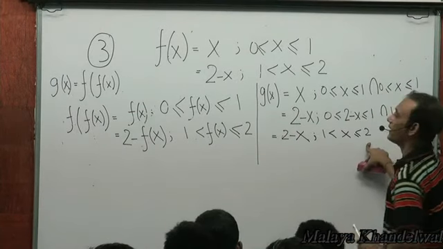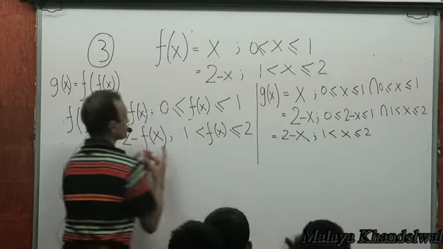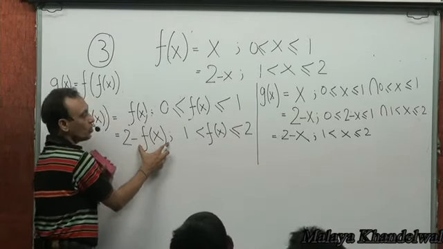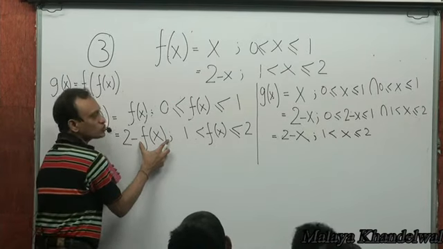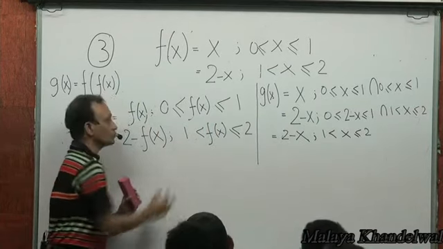f(x) is x. x must lie between 1 and 2. Right? I repeat. In this line of description, I have chosen f(x) as x. So, if f(x) is chosen as x, x must lie between 1 and 2.